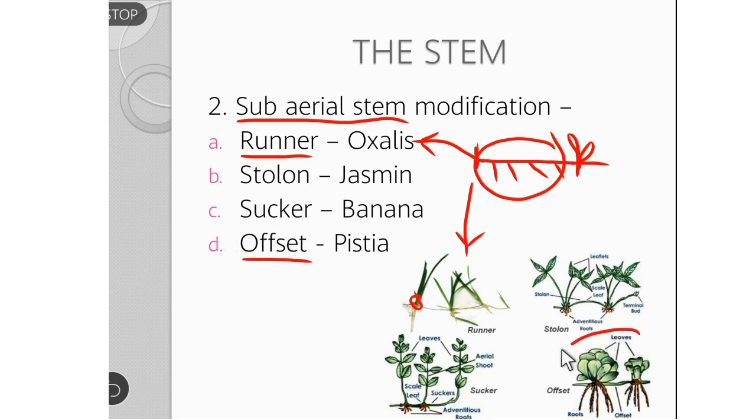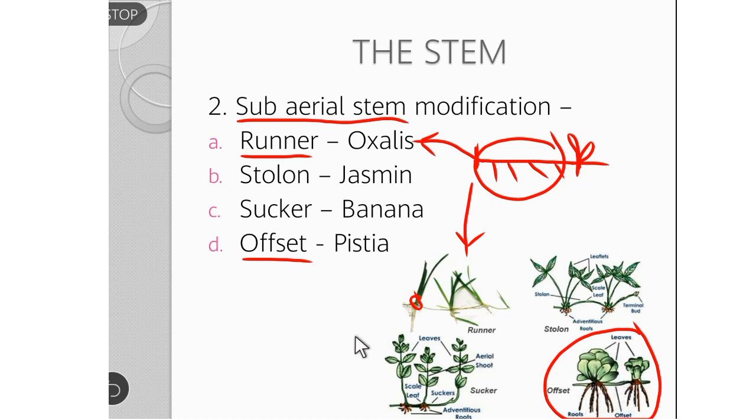So this picture here shows the diagram of an offset. It is seen in aquatic plants. The only difference is that it is multi-directional. The extra branches which are produced from the short stem at the node are multi-directional. It grows in all directions, and the new branch, which is the offset, is only one node long.